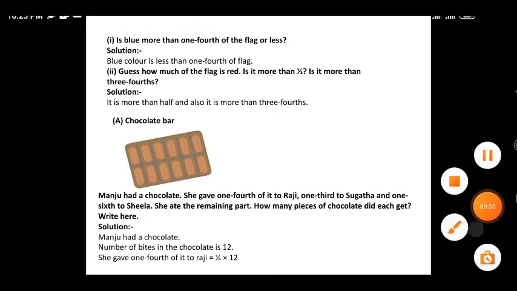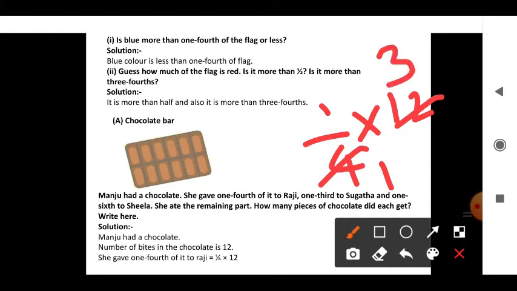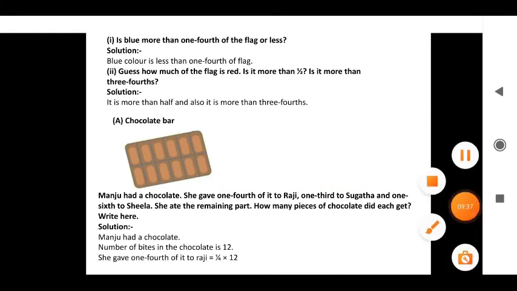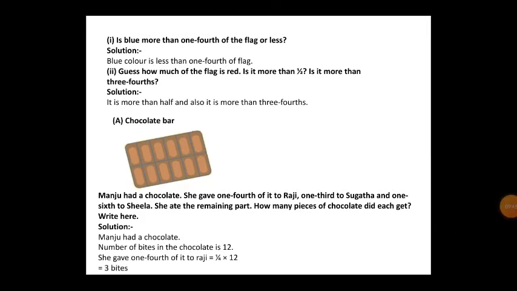Manju had a chocolate. Number of bites in the chocolate is 12, so you have to count. She gave 1/4 portion to Raji. So how many bars are there in that? 12 bars are there, so you have to divide. 4 ones are 4. How many times 4 will 12 divide? 4 ones are 4, 4 threes are 12. So 3 into 1 is 3. How many bars did Raji get? Raji got totally 3 bites.